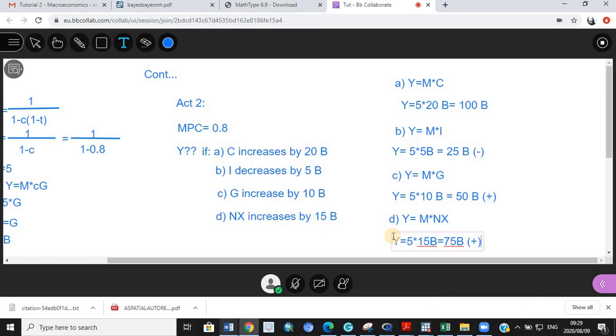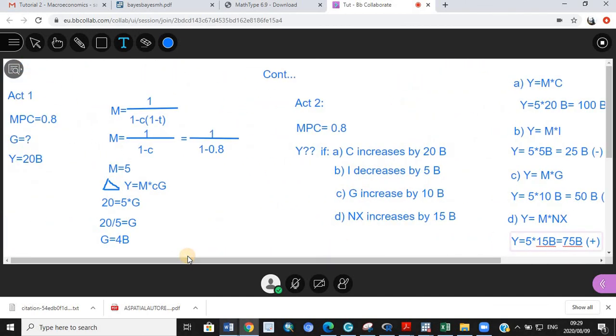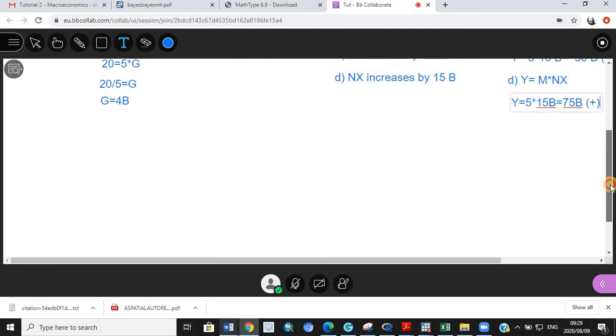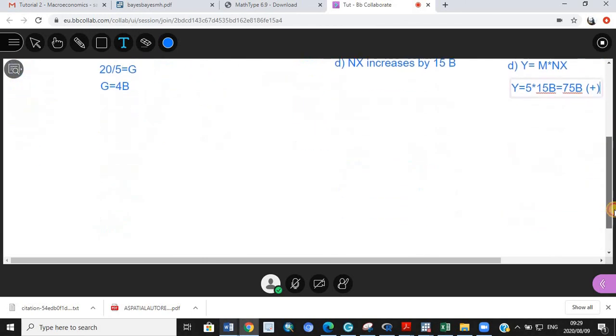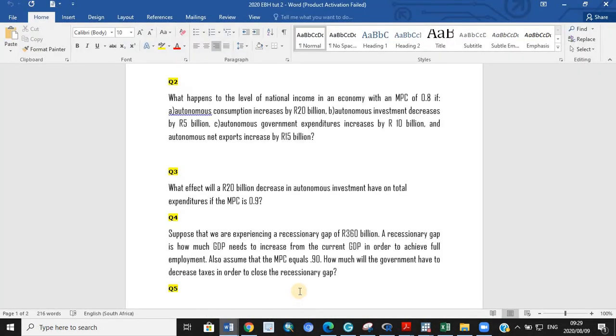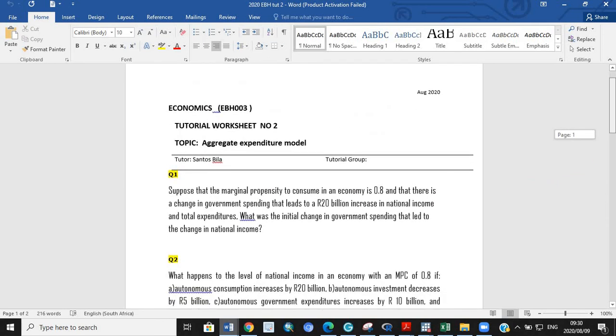So this is basically our activity 2. Very good. Let's move on. Activity 3. Let's read and see. Oh, very good. Let's stop here and we will do the second part of the tutorial.